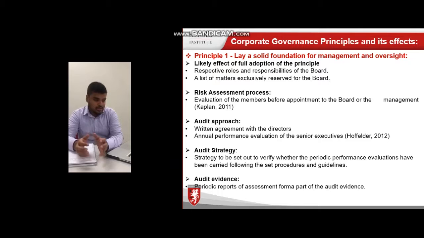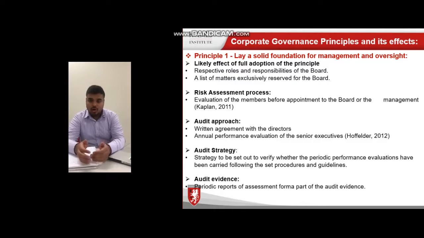The second thing is the likely influence of adopting this principle on the risk management process. In this case, the evaluation of members' performance is done through an annual performance evaluation, or it could be a periodic evaluation as well.